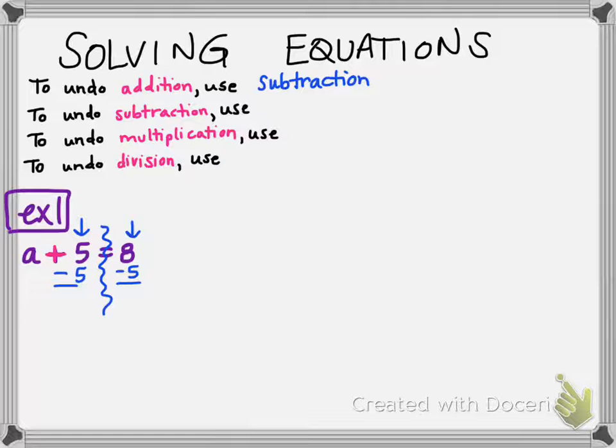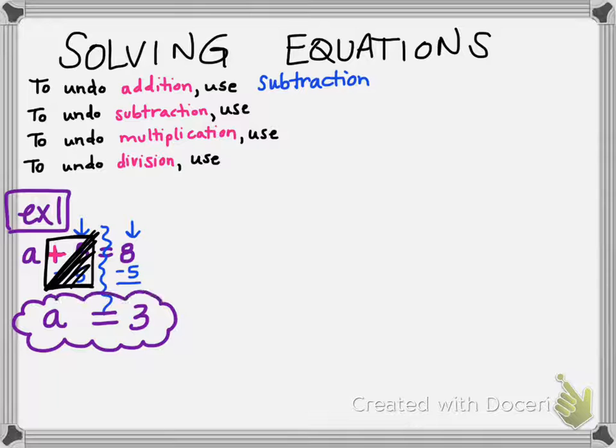So then that would leave a. The whole idea here of the inverse operation is that a positive 5 minus 5, that is a zero pair. In other words, they will eliminate one another. Then over here, 8 minus 5 is 3. So my solution would be a equals 3.